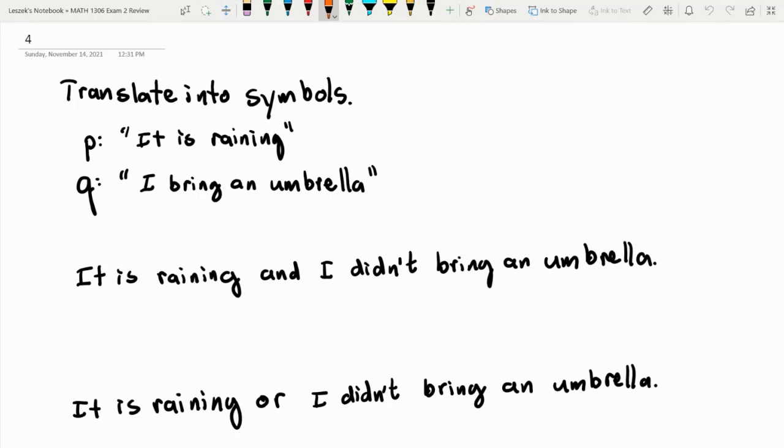All right, so the first statement, it is raining and I didn't bring an umbrella. Well, this is represented by P, and is a wedge, it's a conjunction, and then we have a negation of I brought an umbrella. I didn't bring an umbrella, so it's the negation of the statement that I brought an umbrella. So that's a negation.